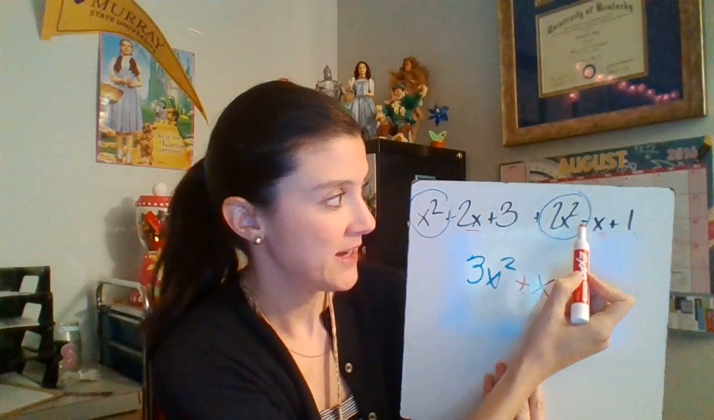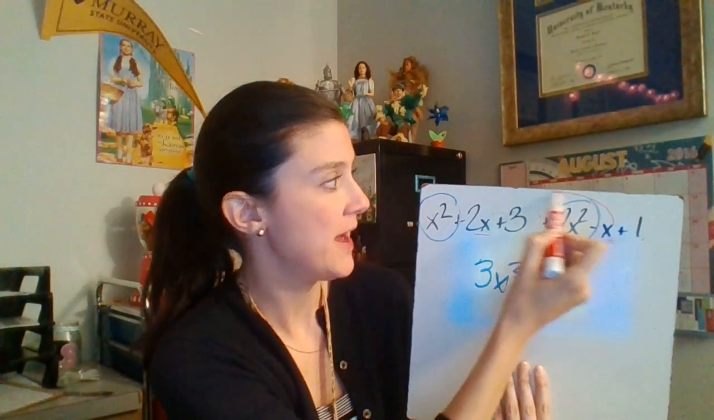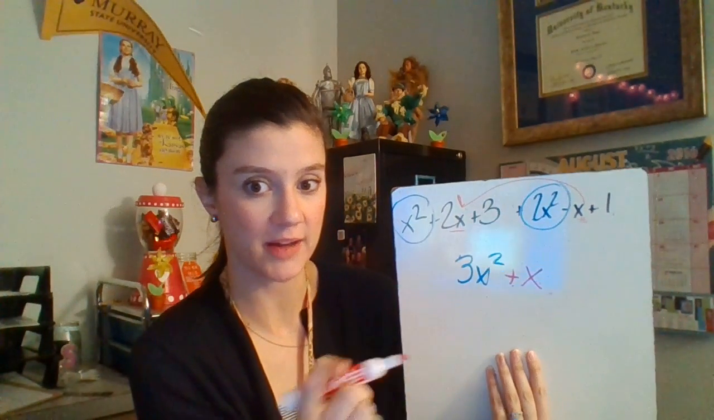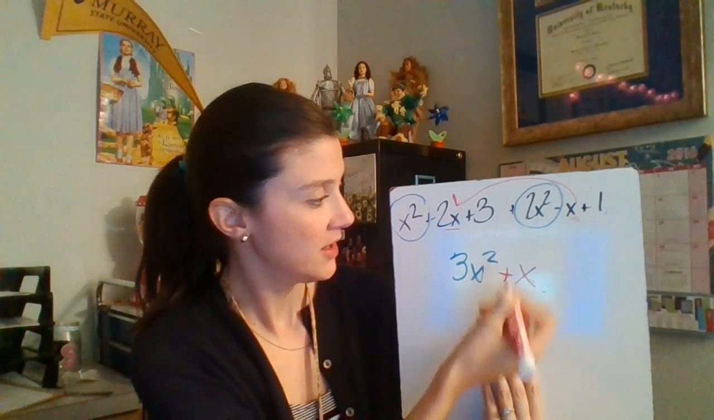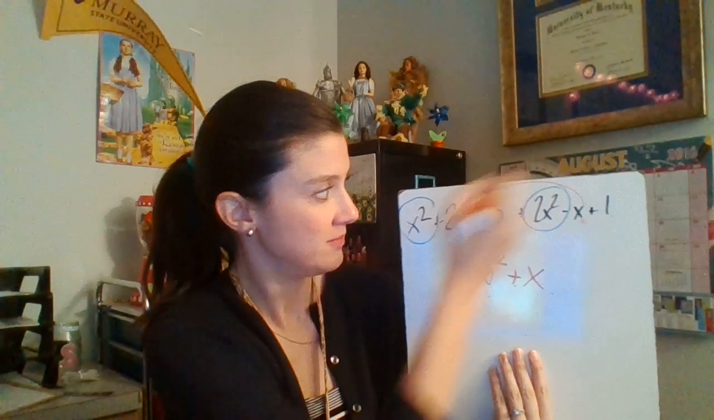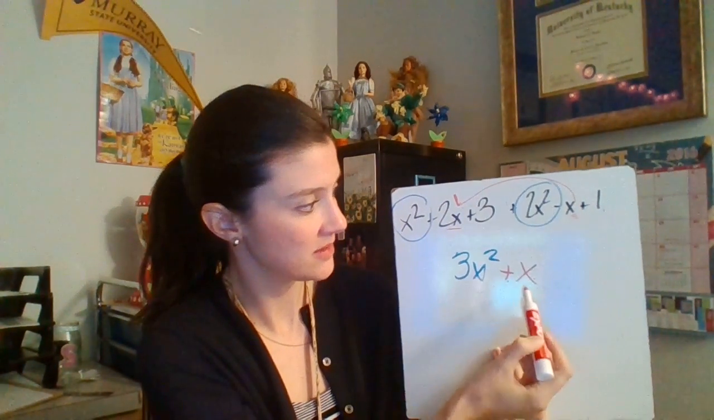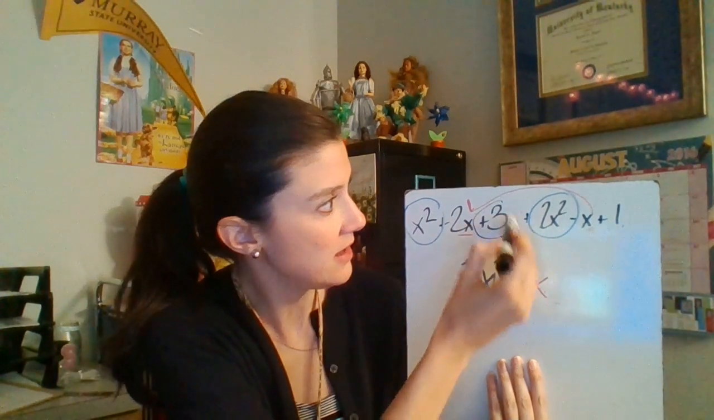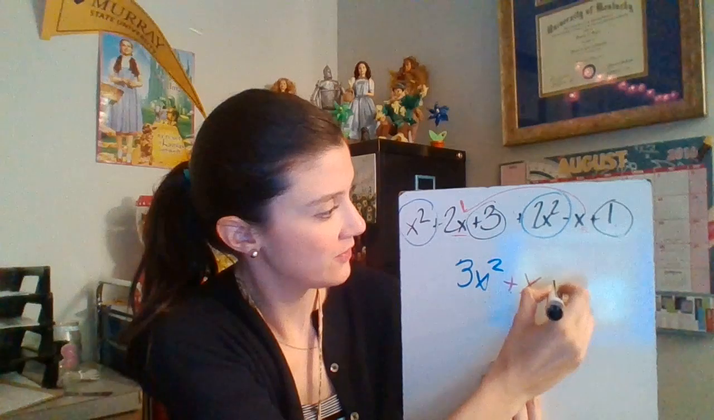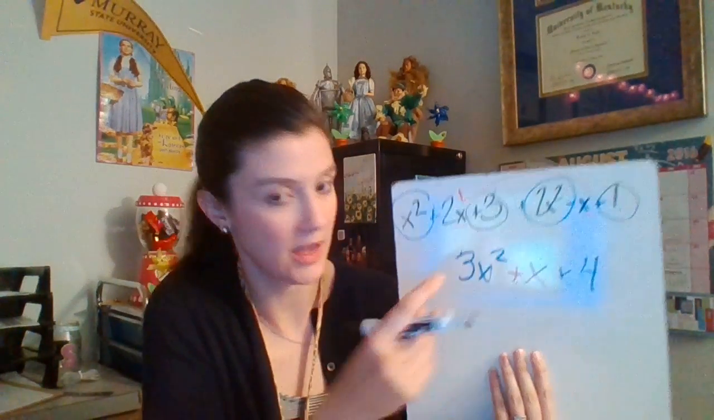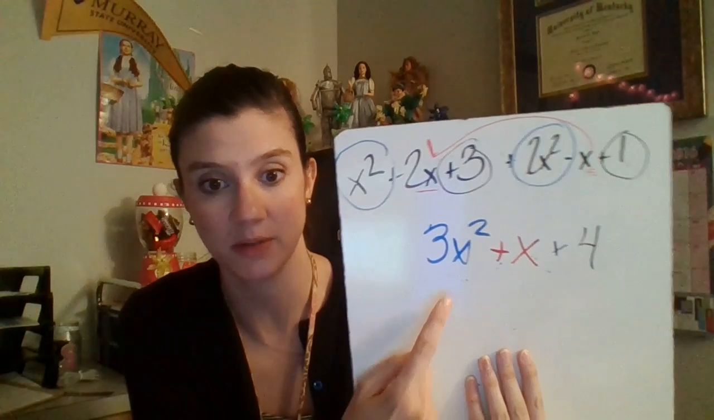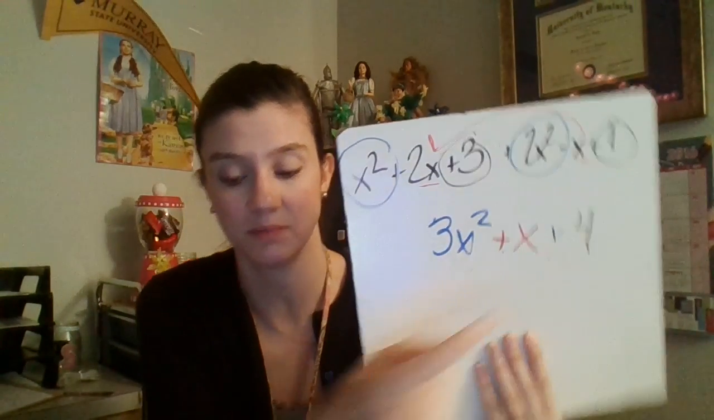Even though it had the minus here, it just means that when we're combining these terms, we're subtracting. It's still a positive x. 2 minus 1 is positive 1. So 3x squared here, 2x minus x is just x, and then the last one, 3 plus 1 is 4. Okay? So when you're adding polynomials, combine the like terms, you end up with 3x squared plus x plus 4.